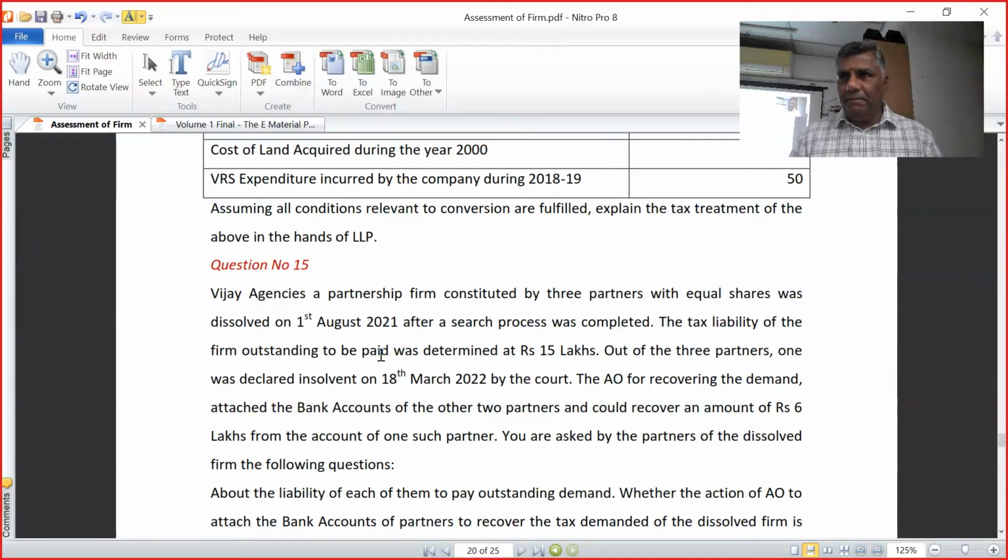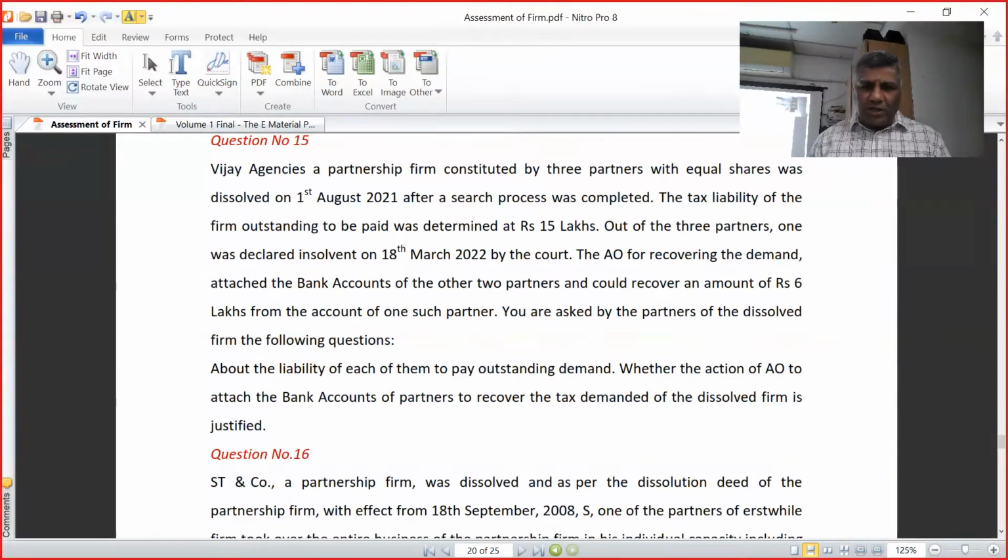Question number 15. Vijay Agencies, a partnership firm constituted by 3 partners with equal share, was dissolved after a search was initiated. The tax liability of the firm outstanding to be paid was determined at 15 lakhs. Out of the 3 partners, 1 partner became insolvent. The AO, for recovering the demand, attached the bank account of the other 2 partners and recovered an amount of 6 lakhs from the account of one such partner. You are asked by the partner of the dissolved firm the following question about the liability of each one of them to pay the outstanding demand, whether the assessing officer is right in attaching the bank account to recover the tax demanded. Joint and several, and yes, the assessing officer is correct.